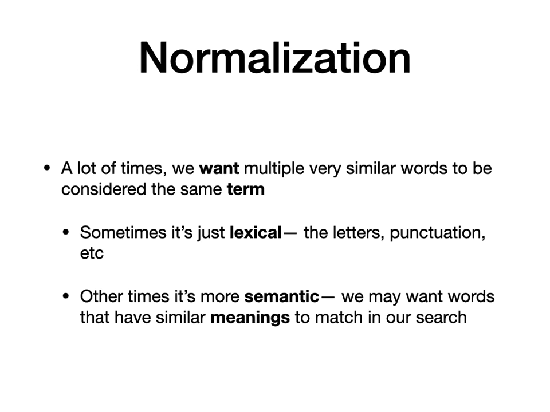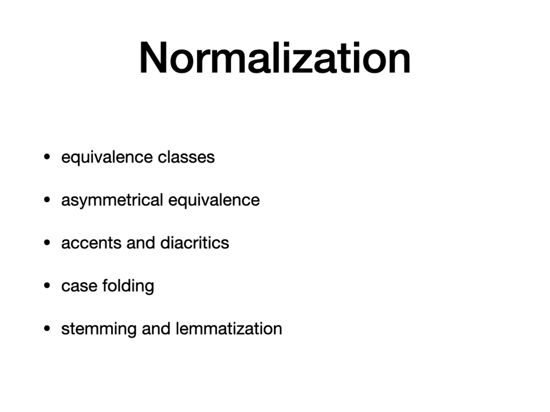So, moving with that example, we're going to talk about a few different things in the normalization process. So, equivalence classes. This is a bigger, broader theoretical idea. About asymmetrical equivalence, we'll talk a little bit about accents and diacritics, and we'll dig into case folding, and then the bigger, kind of most interesting process is stemming and lemmatization. So let's talk about equivalence classes.